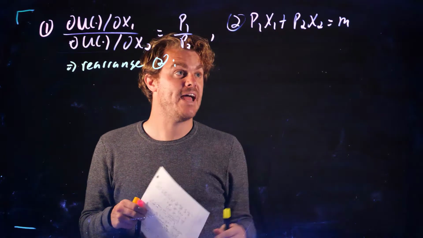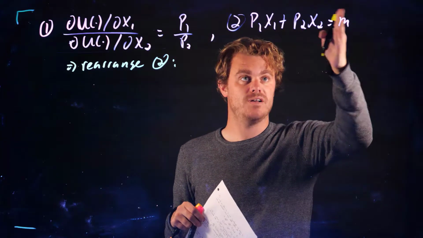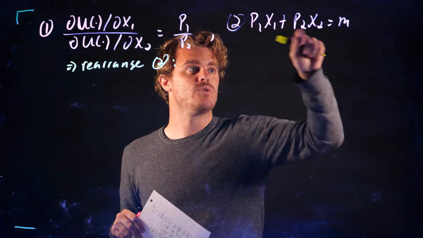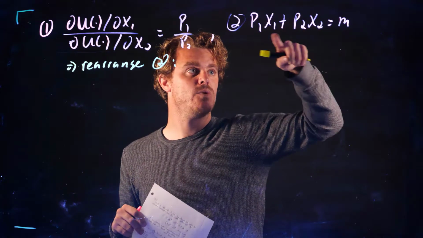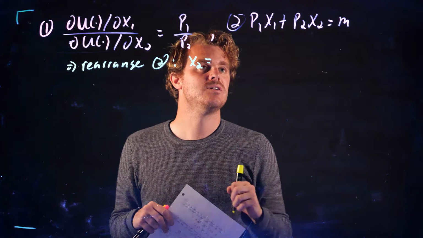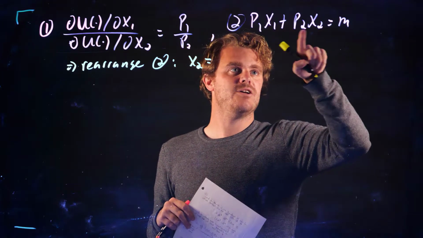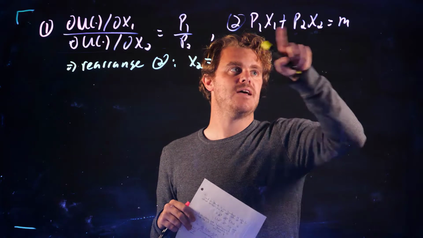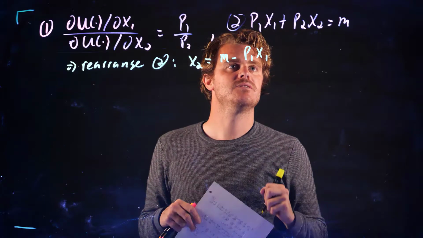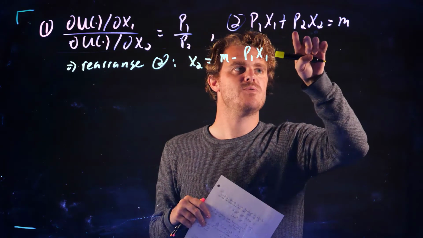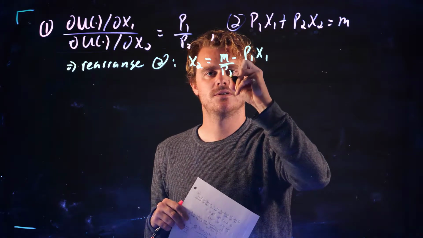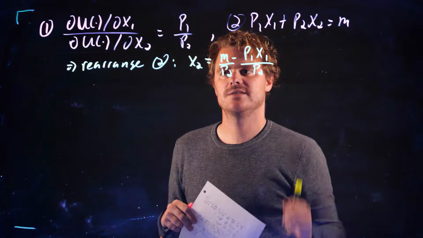In order to write x1 as a function of the rest, or x2 as a function of the rest, we're going to rearrange this second equation to get x2 equals something. Rearranging the algebra, we have P2 x2 equals m minus P1 x1, just moving this over. Then you divide both sides by P2 so x2 is alone. So this is the equation we get.